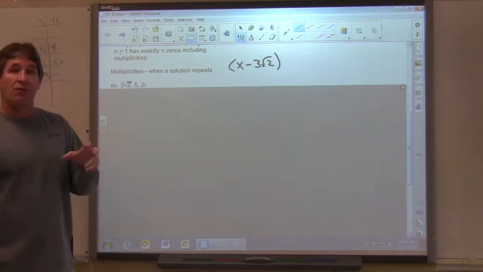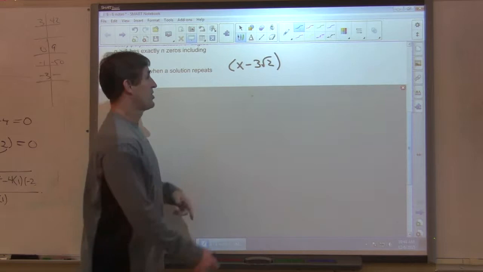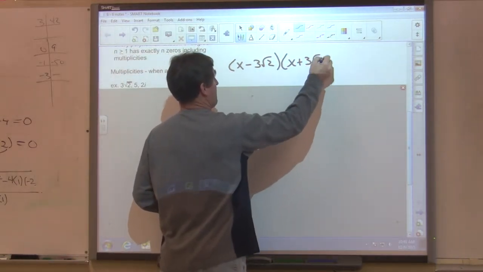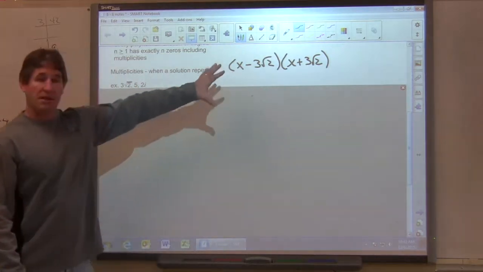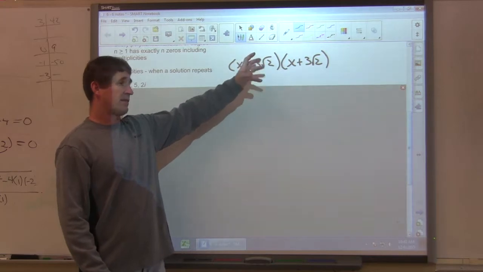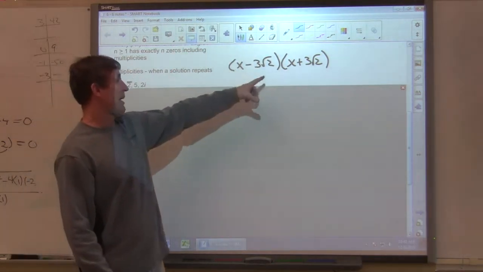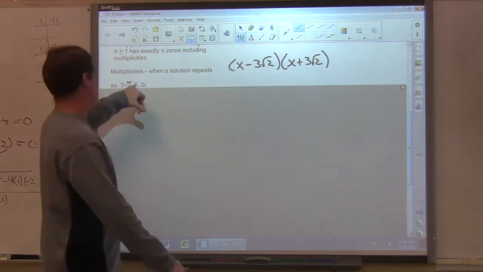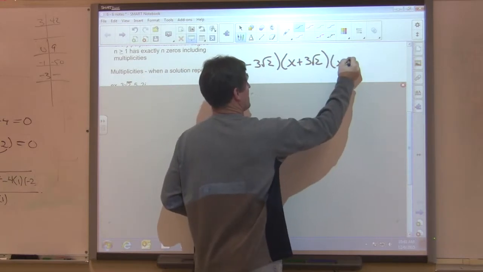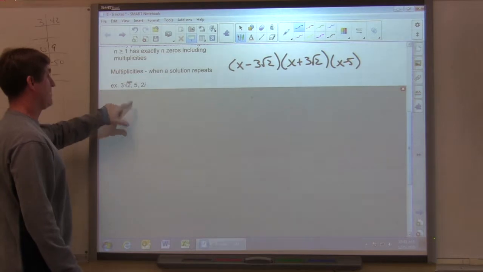Now, the thing that we have to remember is, if we have an irrational solution, we have to have its conjugate. So we have to have x plus 3 square root of 2. The reason for that, again, is when we get this irrational number, it's because we use the quadratic formula and we get plus or minus. So we get both of those. Then it gives us 5. So we have x minus 5.